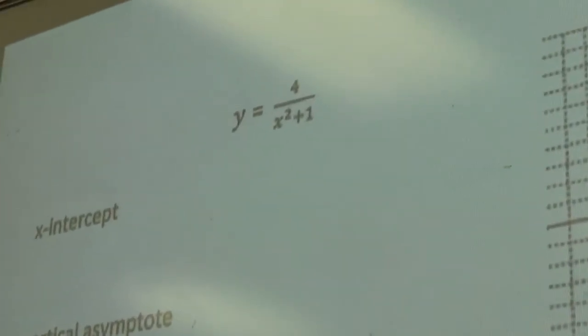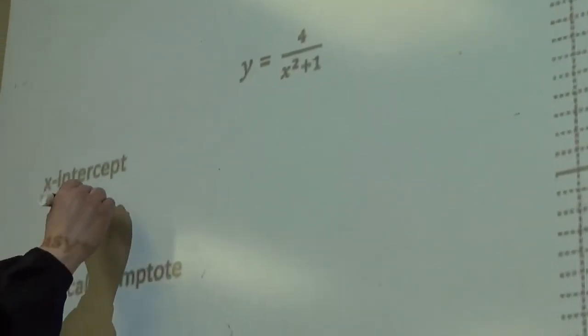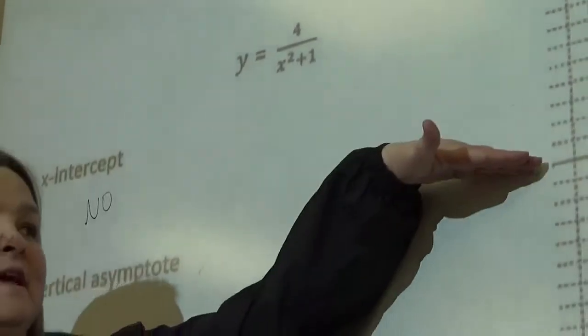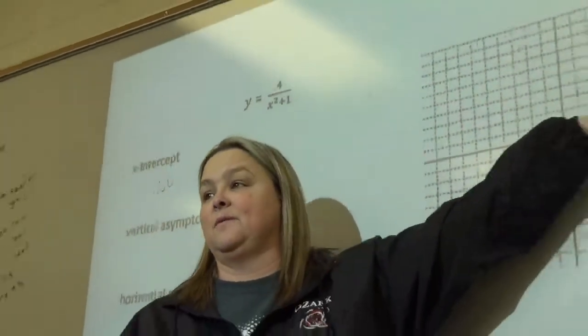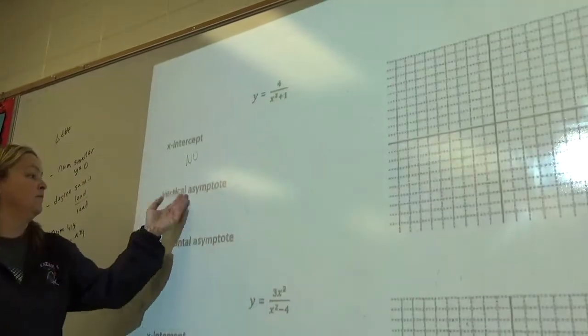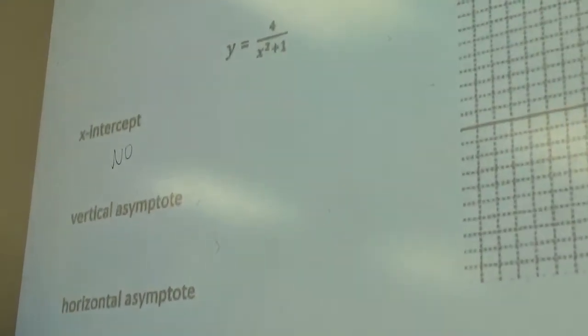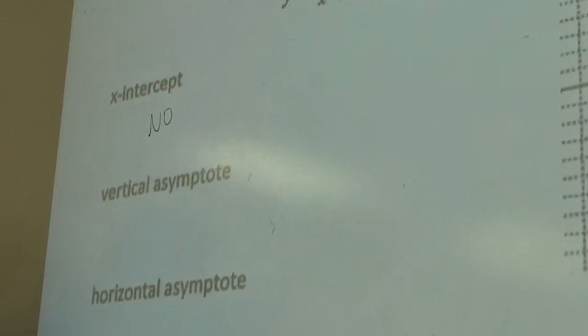Zeros in the numerator. Do we have any? No. So that means this thing is never going to cross the x-axis because there's no x-intercept. Vertical asymptotes. They are the zeros of the denominator.